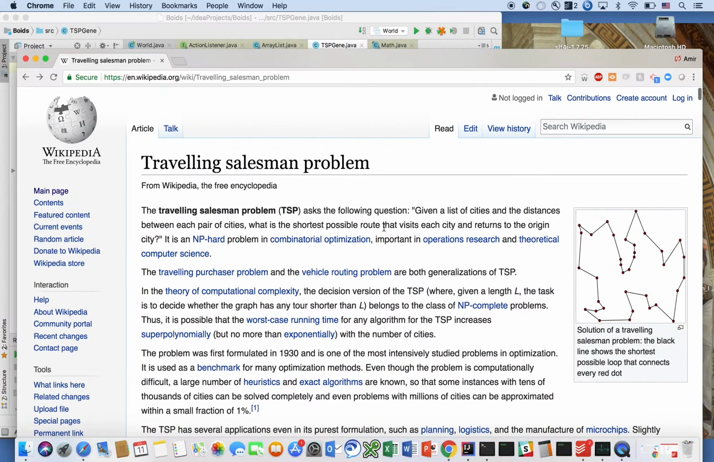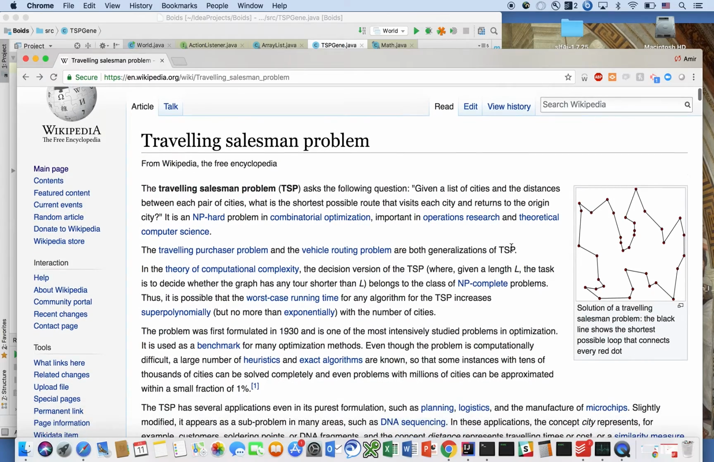So let's bring up the traveling salesman problem here in Wikipedia. The traveling salesman problem asks the following question. Given a list of cities and the distances between each pair of the cities, what's the shortest possible route that visits each and every one of the cities? So here you can see a potential solution on the right.